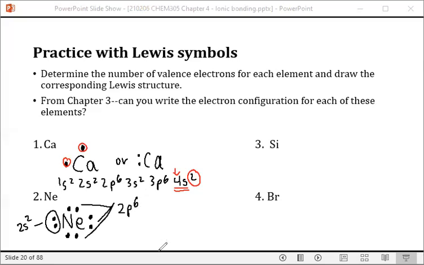And if we wrote the electron configuration for neon, it'd be 1s2, 2s2, 2p6. You can see that's 8 valence electrons. And so neon gets 8 dots around it. Okay, let's do silicon next. Silicon is in group 4A, column 14, so it's going to have 4 valence electrons.